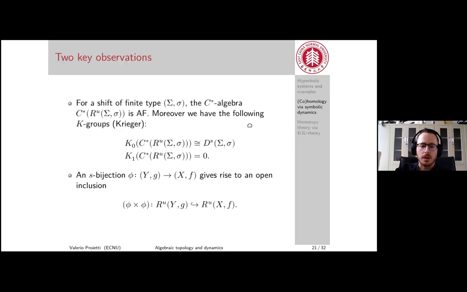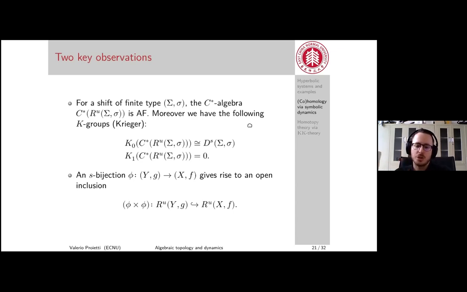Oops, sorry, I did something. Okay, we're back here. So the first observation is that the even K-theory of the unstable C star algebra associated to a shift of finite type recovers the Krieger invariant, which is our recipe to get a chain complex.